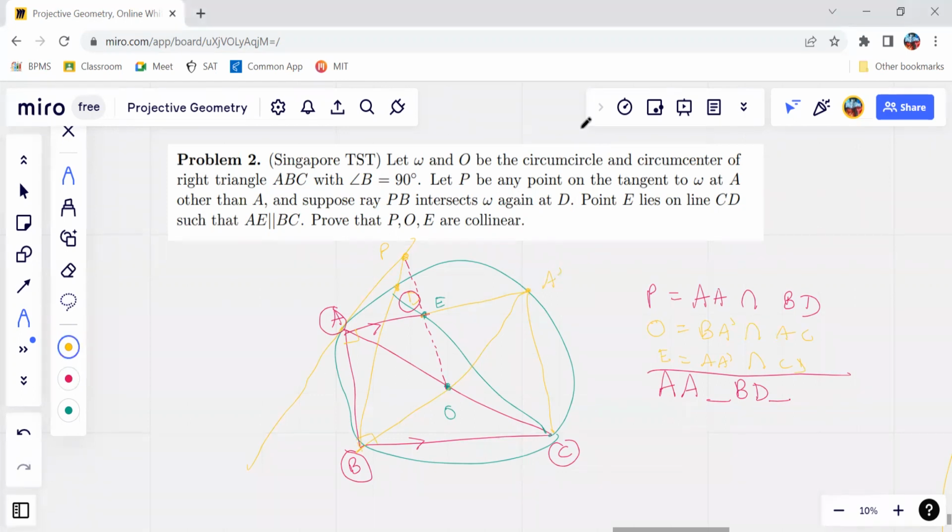As was said, you want A dash B to be there and also A dash A. So you want to put A dash here, and along with D, you just add C. So what do we get? AA intersection BD, that's P. We have AA dash intersection CD, that's E, and A dash B intersection AC, that is O. So we do indeed have P, O, and E are collinear, as was desired.